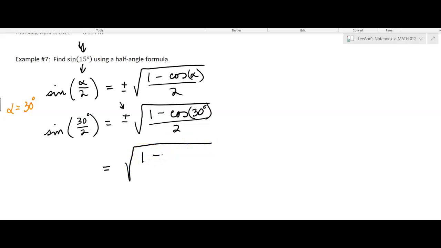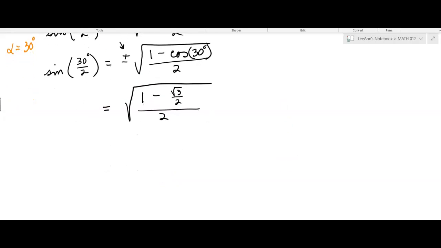1 minus, and then we know the cosine of 30 degrees. It's the square root of 3 over 2. And then all of that's over 2. So that's kind of a mess. So we want to clean it up a little bit. It's going to be 2 minus the square root of 3 over 2, all over 2.